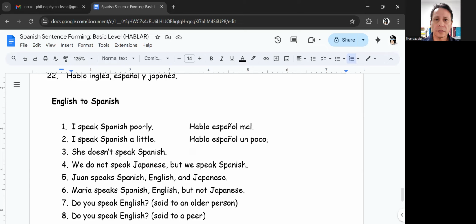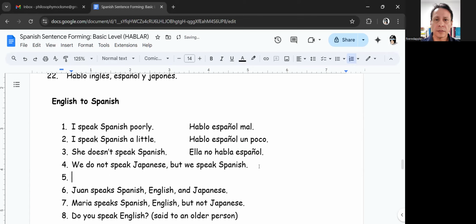And again, for the third person singular, for he and she, we're going to want to specify. So we want to throw in the pronoun probably here. She doesn't speak Spanish. Ella no habla español. Okay, this one is going to be a little long, so I'll put it below.